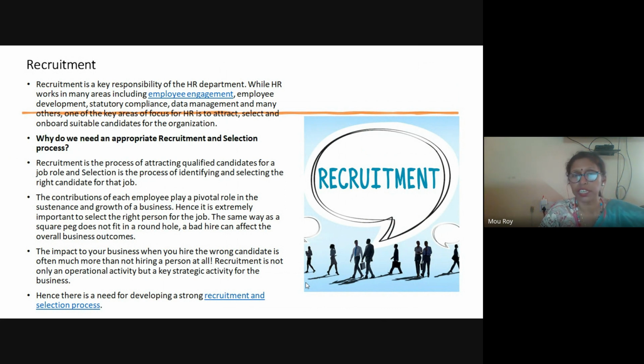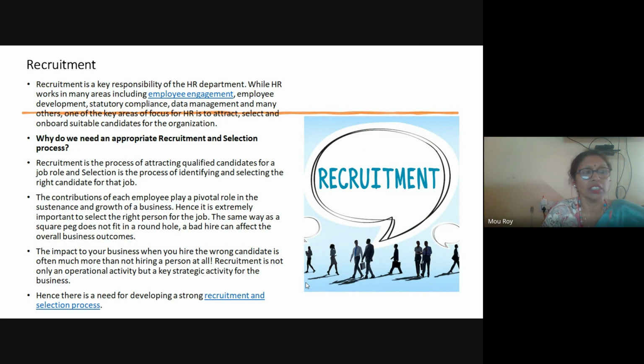So, both are interconnected, and the HR department works in various areas, right from employee engagement, then the development of employees, that's about your induction, then staff training and development, which we'll be discussing in today's class. Then there are data management and many other areas. So one of the key focus areas for HR is to attract, then select and train the candidates as per the requirements of the organization.